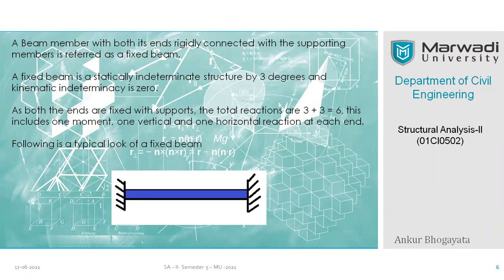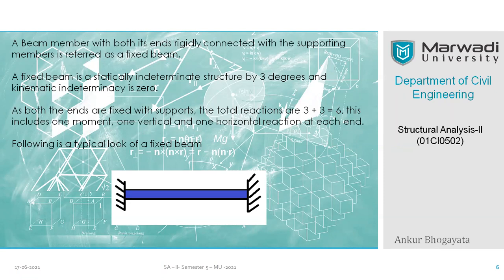When you try to obtain the statical indeterminacy of a typical fixed beam, you have three reactions at one end and three at the other. So the total goes to six, and we have available conditions of equilibrium as three. So when you take a balance of the unknowns and the available equations of equilibrium, 6 minus 3 gives you 3. So typically a fixed beam is statically indeterminate by 3 degrees. However, the kinematic indeterminacy is 0.